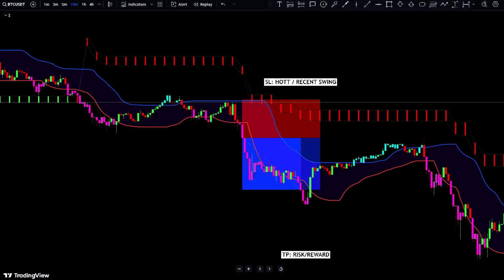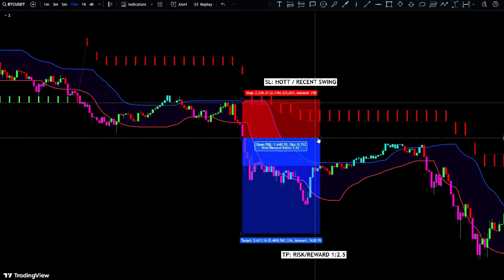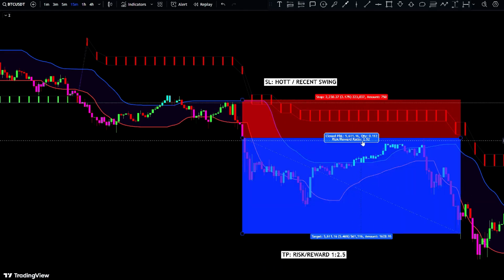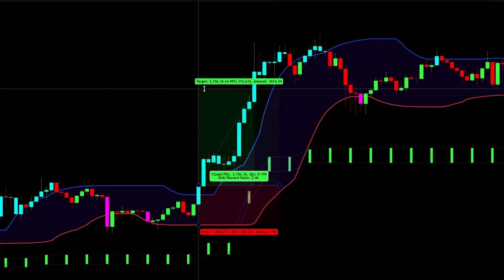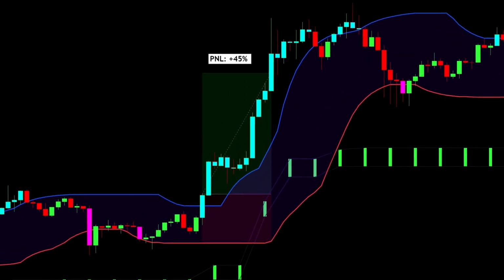For example, if your entry price is $100 and your stop loss is $90, your target price would be $125. This is a good risk to reward ratio, as it gives you a good chance of making a profit while limiting your losses.